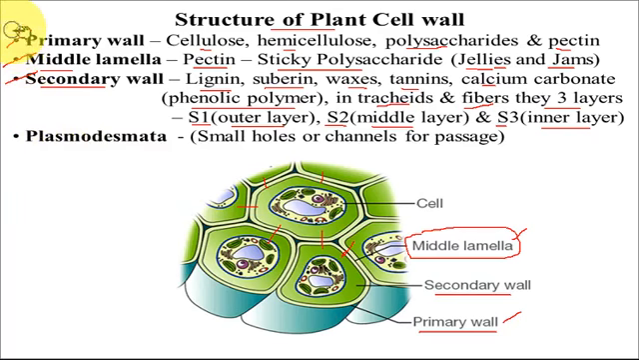In addition to all these structures, the primary wall, secondary wall and middle lamella, you find some pores here and there inside a cell wall. Those small pores or holes are channels meant for the passage of ions, metabolites and other materials from one cell to another cell. These holes are primarily known as plasmodesmata.